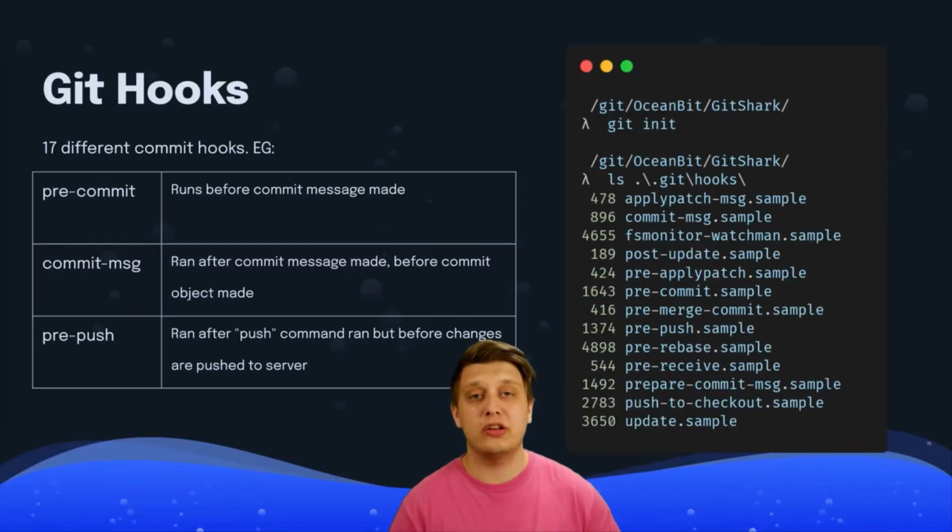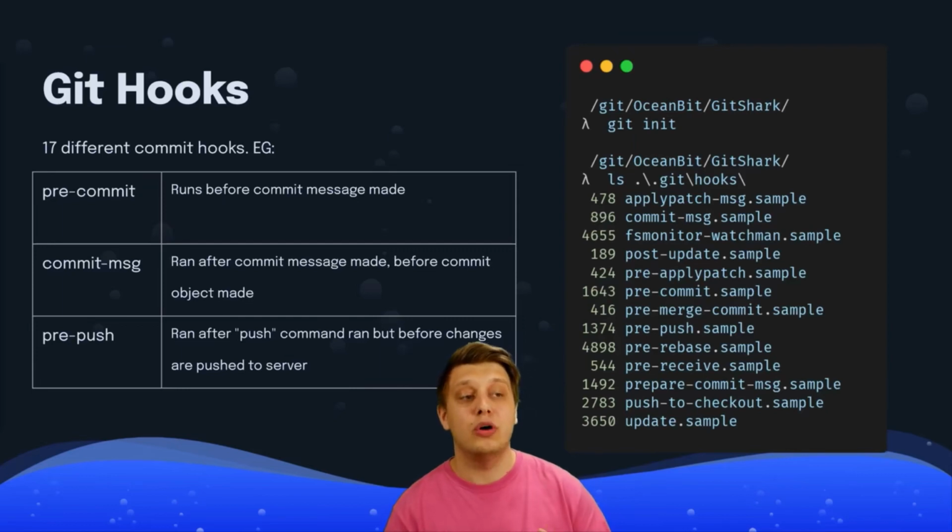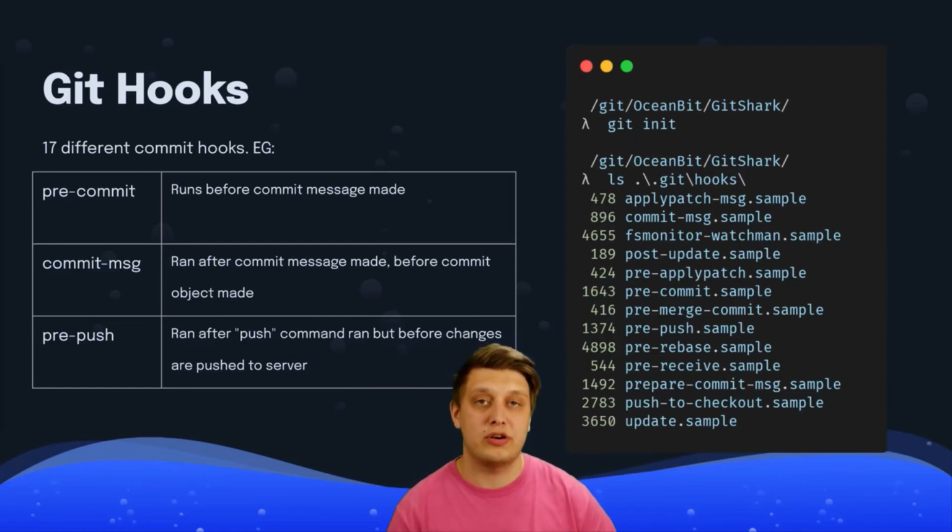Let's start by taking a look at the hooks folder. So Git hooks are a way of injecting user functionality into common Git operations. So for example, when we initialize a new repository, we can see in the hooks directory that we have multiple different files that are generated with the .sample extension. Now, if we remove the .sample extension, these executables or scripts might run during operations.